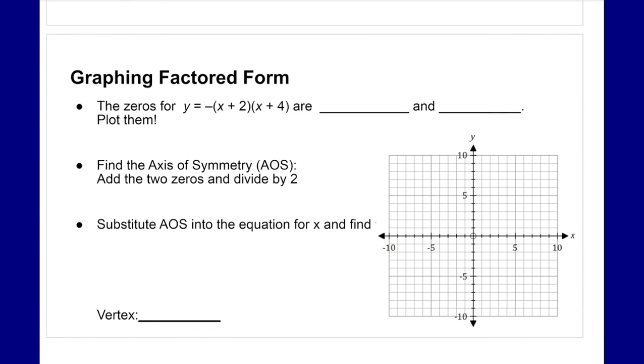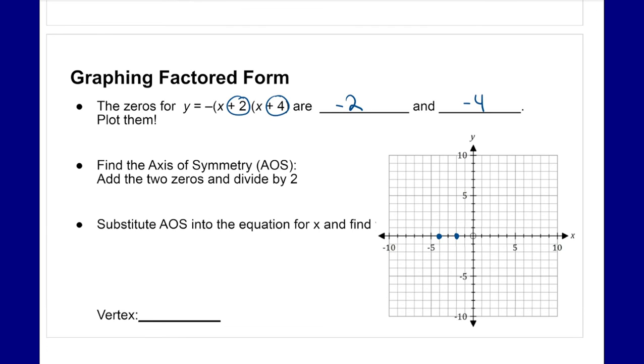So the zeros for our equation for this new one, y equals negative x plus 2 times x plus 4. This one's relatively straightforward. It's the opposite of these two values. So we have negative 2 and negative 4. Let's plot those 2 points on our graph. So negative 2, negative 4. So we have our two x-intercepts.